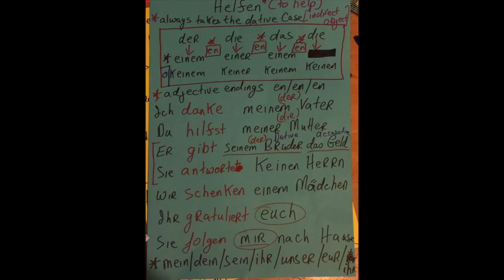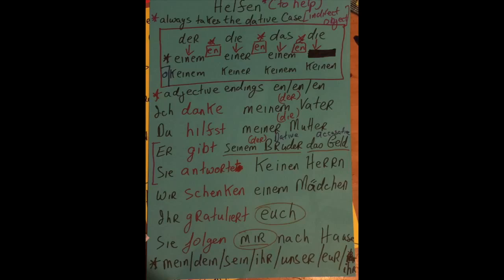So the first one, ich danke meinem Vater. Okay, so I thank my father. Ich danke meinem Vater für das Geschenk. It's das Geschenk, or you can say, ich danke meinem Vater fürs Geschenk. Why? The nominative in this sentence is ich, because I'm the person doing the action. I'm the subject of a sentence. What am I doing? I'm thanking. That's the verb. Danken, to thank. Ich danke. Okay. So I'm thanking my father for the present. So who am I thanking? Meinem Vater. What am I thanking him for? Für das Geschenk.